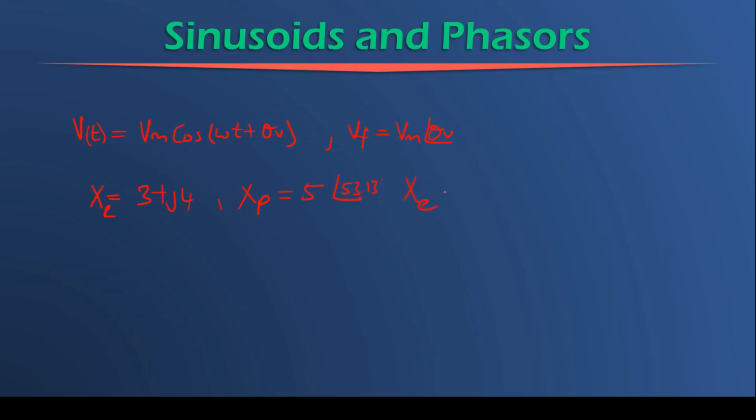In exponential form, what will happen is that you would have a constant. So let's call the constant A, e to the j theta. So x in exponential form will actually equal the constant, which is basically the magnitude, 5 e to the j, and the angle will be 53.13 degrees.